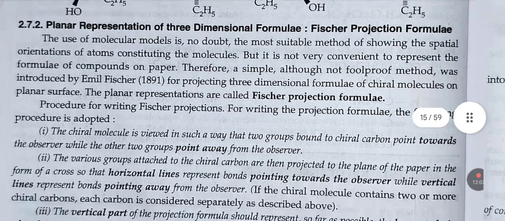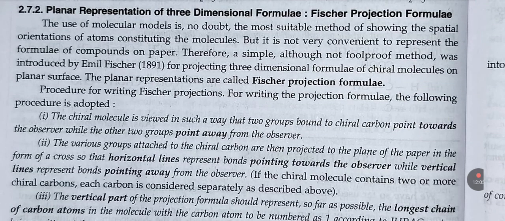Planar representation of three-dimensional formula: Fischer projection formula. The use of molecular models is no doubt the most suitable method of showing the spatial orientation of atoms constituting the molecule, but it is not very convenient to represent the formula of a compound on paper. Therefore, a simple although not foolproof method was introduced by Emil Fischer in 1891 for projecting three-dimensional formulas of chiral molecules on a planar surface. The planar representations are called Fischer projection formulas.